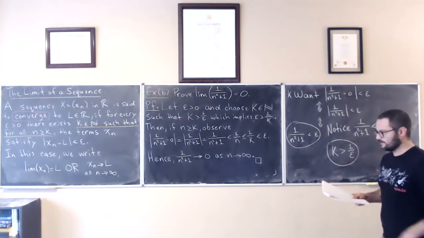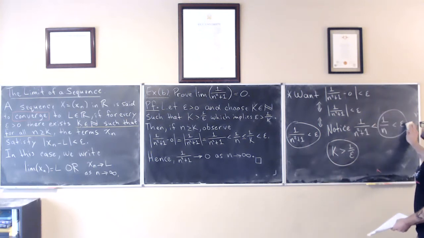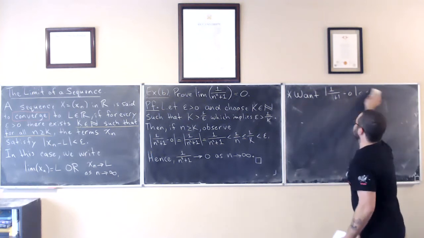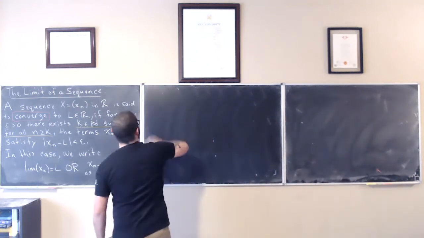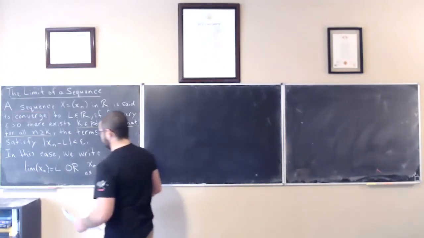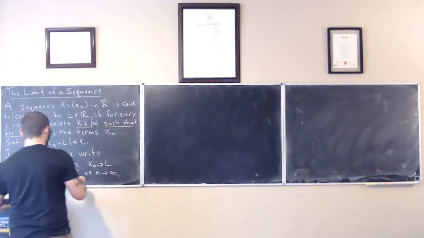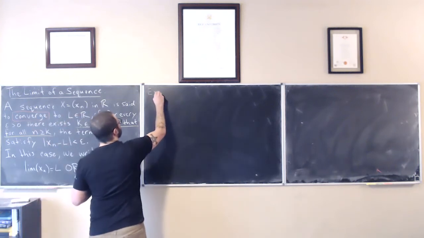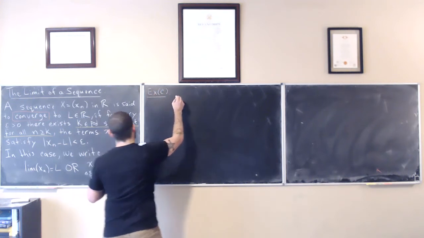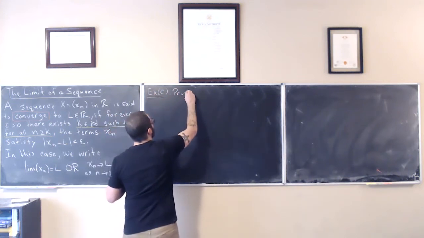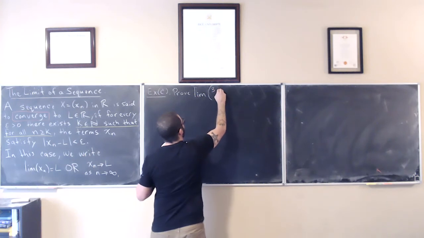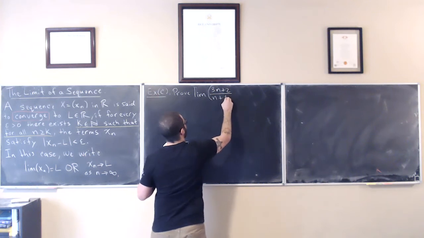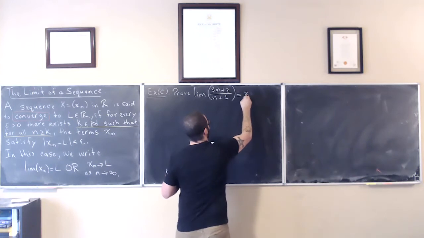Okay. So let's do another example. Prove that the limit of 3n plus 2 over n plus 1 is equal to 3.